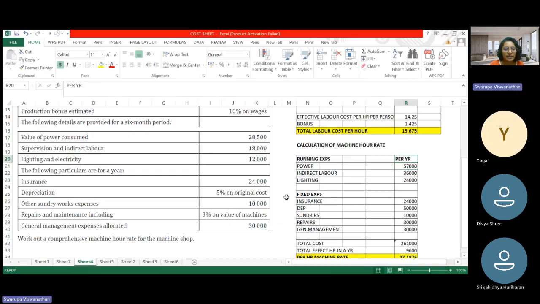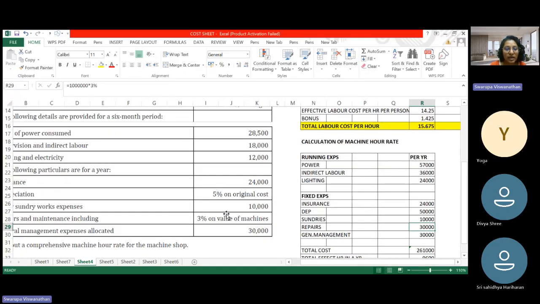Then we have fixed expenses. The following expenses are for a year. So this is already given on a yearly basis, so we can take it directly. Insurance 24,000. Depreciation 5% of 10 lakhs. Sundry expenses 10,000. Repairs, we have 3% of machine value. So again, it is 3% of 10 lakh. Other expenses is 30,000.